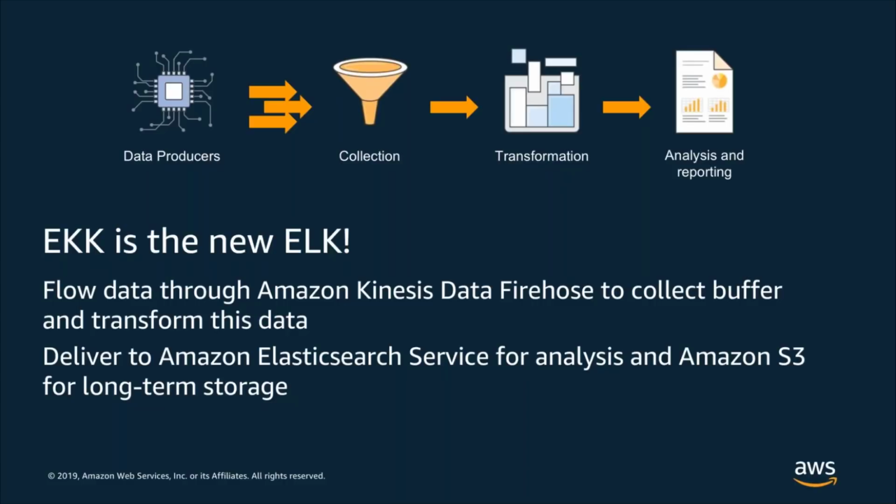On AWS, we have various streaming technologies that let you bring your data from point A to point B as well. And so today we're going to talk about EKK, which is an acronym which I don't love, but hey, Elasticsearch, Kinesis, and Kibana. And the idea here will be to flow your data through Amazon Kinesis Data Firehose, which collects and transforms that data, and then deliver to Amazon Elasticsearch Service and visualize with Kibana as you would normally do.